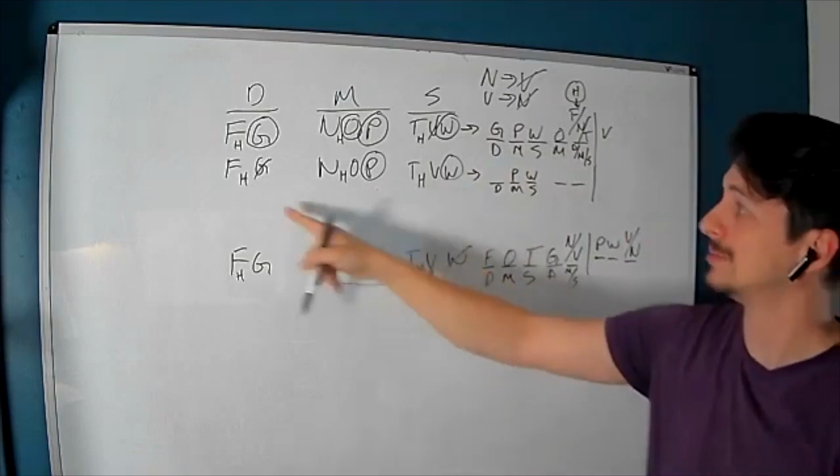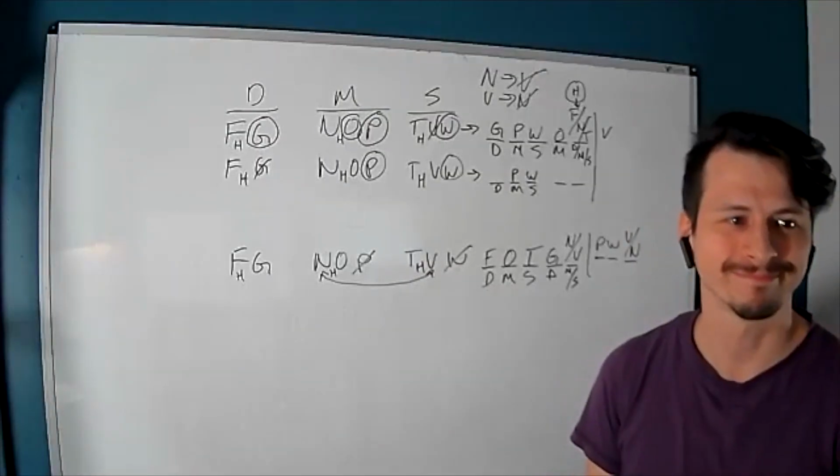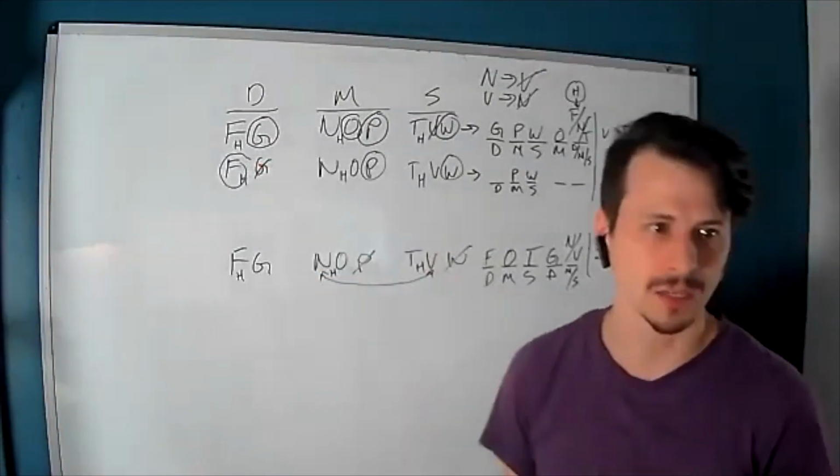Okay, next one down. G is out. If G is out, who has to be in? F. F, yes. Awesome. Thank you, James. F has to be in.